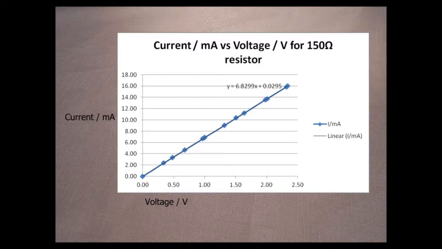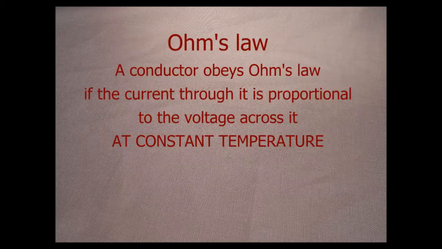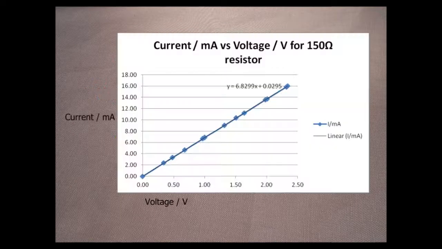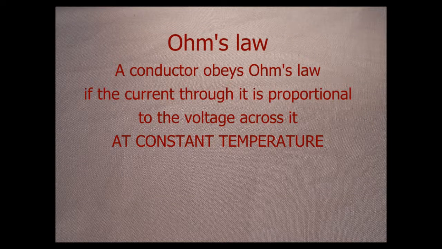The graph looks like this, a nice straight line, and that means that it's ohmic. A conductor is obeying Ohm's law if the voltage is proportional to the current at a constant temperature. That means it's got to be a straight line through the origin, and if you're asked what Ohm's law is, you must include the clause about temperature. It's not a mark-worthy answer otherwise.